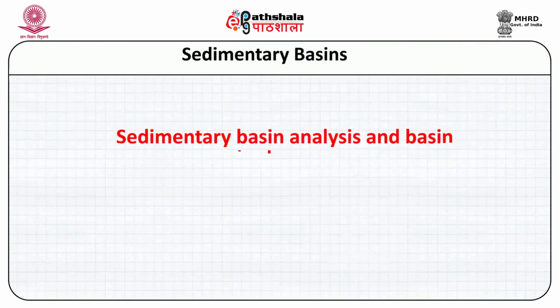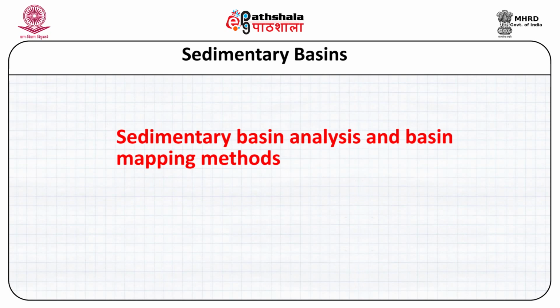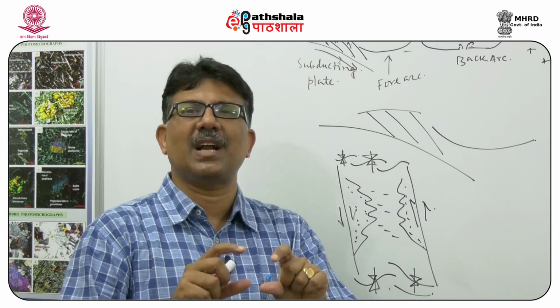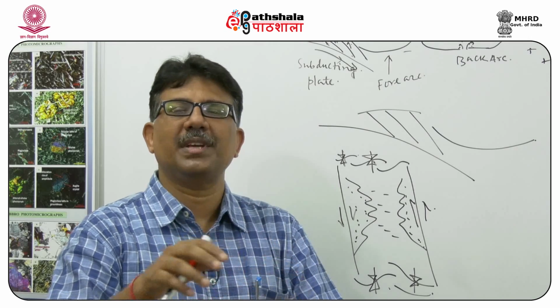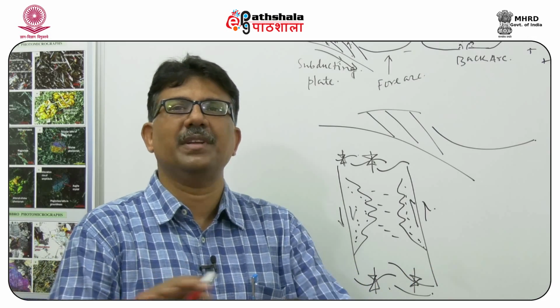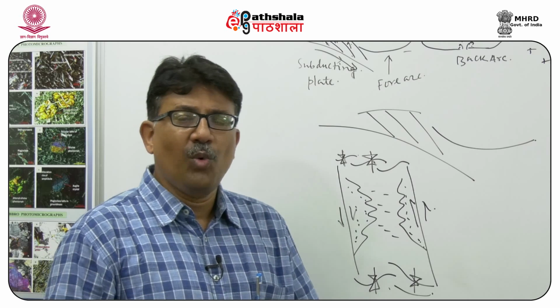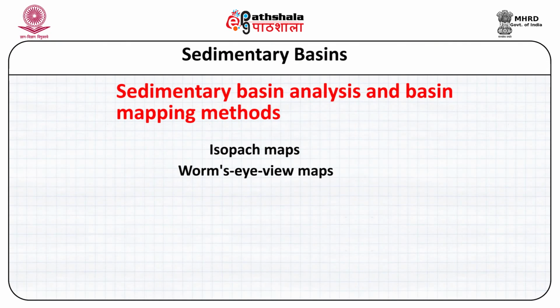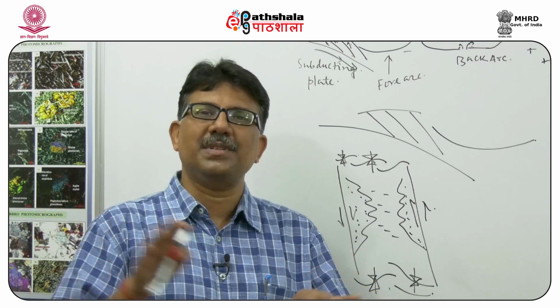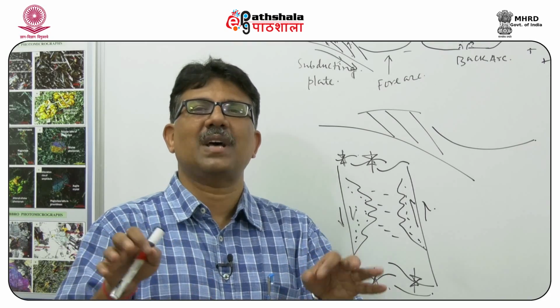Now what are the different kinds of maps that we prepare to know the history of a basin? Suppose we prepare the isopach map, that is the equal thickness map. That means for strata of the same lithology, the equal thicknesses of that strata in different parts of the basin are represented on the map, and we call it an isopach map. We also prepare the worm's eye view map, proposed by Mial, which maps the onlap history of a basin on an unconformity.